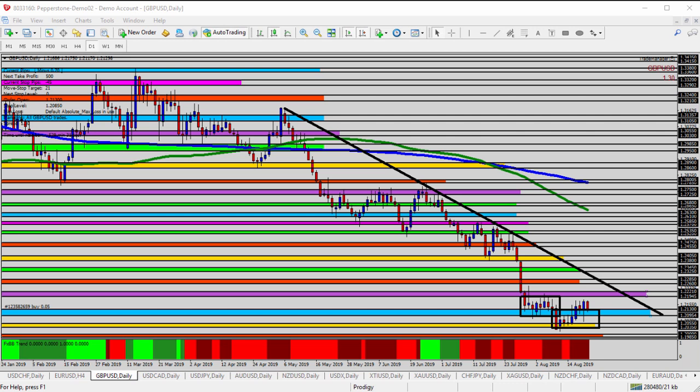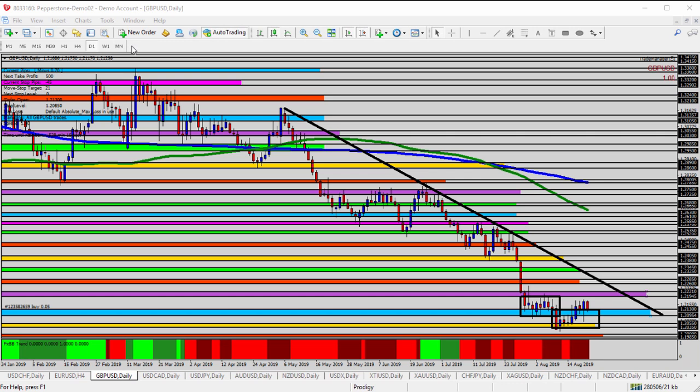Today we're taking a look at the GBPUSD, Great British Pound versus US dollar, for today's trade analysis. Overall, this currency pair has been in a downtrend. We are reaching into multi-year, multi-decade lows.